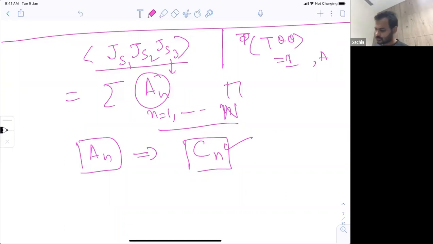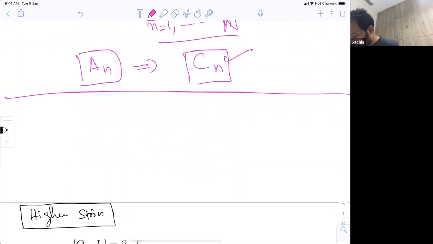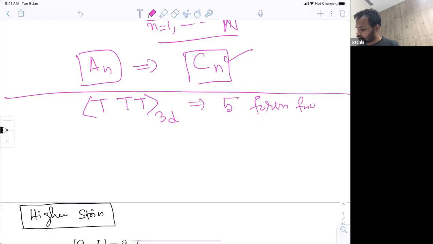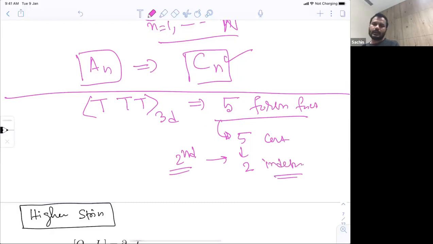Okay. To give you a concrete example, if you take TTT in three dimensions, it turns out you can write down five form factors. If you solve for it, you will get five constants. But if you act with the secondary Ward identity, then you will see that at the end, only two independent constants remain. And from there you can trace back. So that is what the secondary Ward identity does, okay?